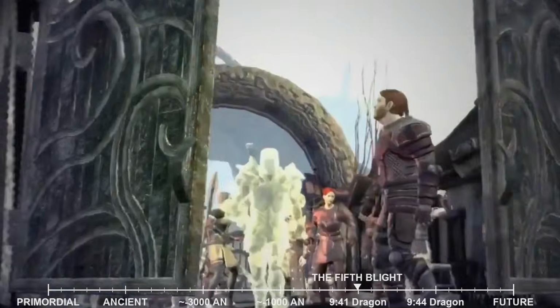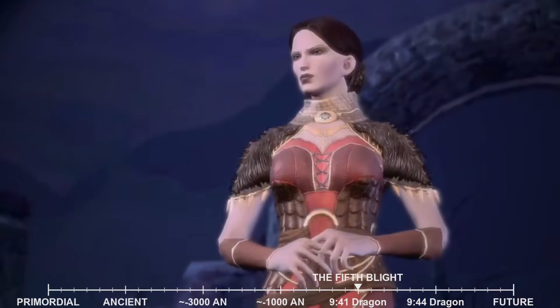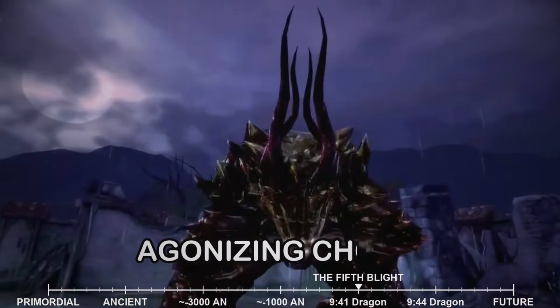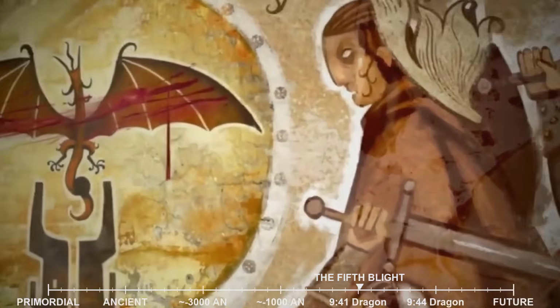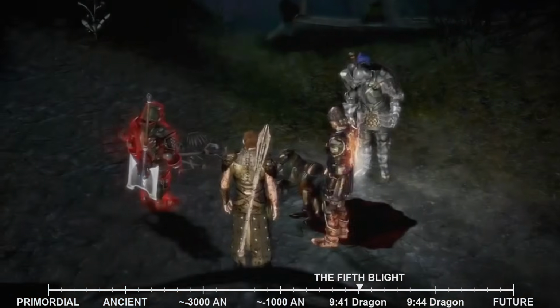Faced with this unprecedented crisis, the Warden Commander is presented with a final, agonizing choice: to ally with the Architect, a creature whose methods are morally reprehensible, but whose ultimate goal aligns with the prevention of blights, or to eliminate both the Architect and the Mother.